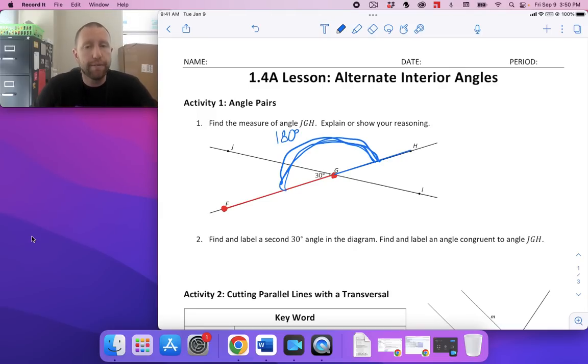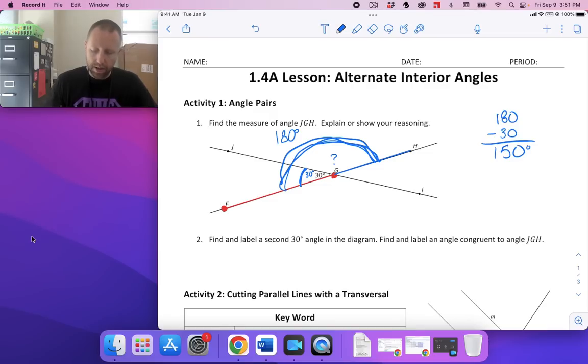So we need to find this angle in here, knowing that part of that 180 degrees is already taken up with this 30-degree angle that's written in here. So to find what's left to get to 180, we could just do a subtraction. 180 minus 30. And that gives us 150 degrees. So there's the answer to number 1. It does say to explain or show your reasoning, which, that's what I did. Okay.